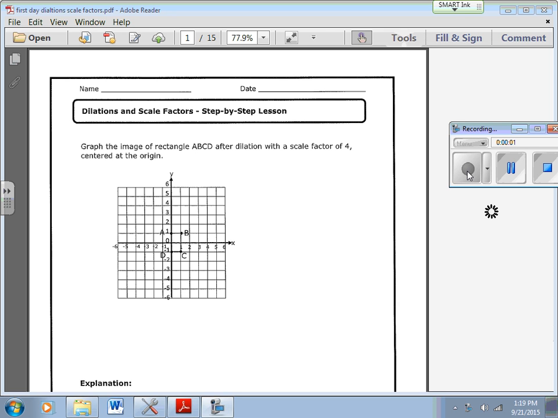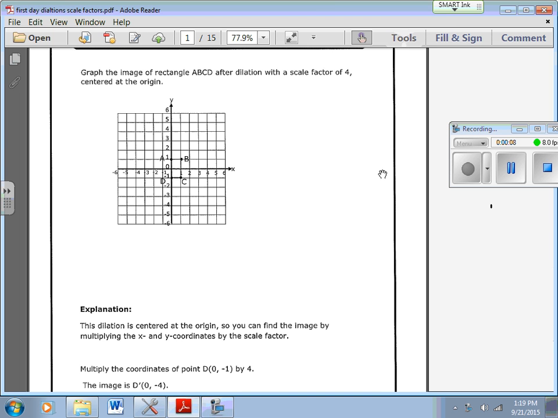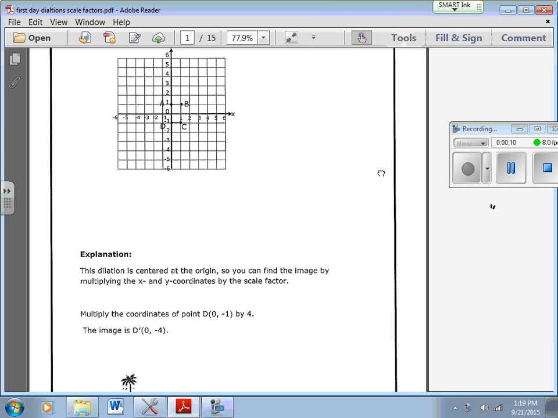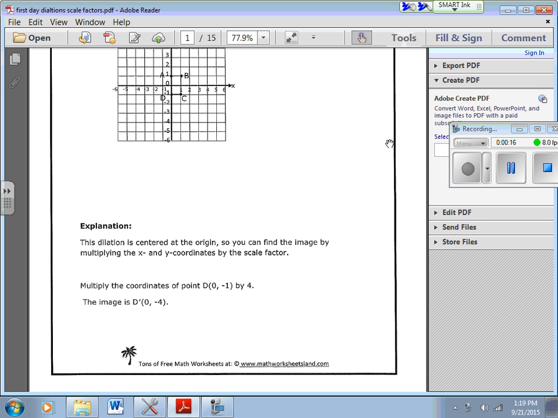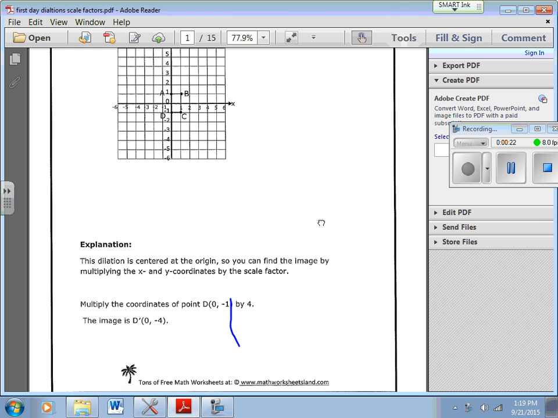First thing that you guys were going to do. Now, if you look at here are the instructions that I wanted you guys to follow. You're going to dilate each coordinate. Now, the coordinate that was given was D, 0, comma, -1. Is everybody able to take a look at that point right there? 0, comma, -1 right there?